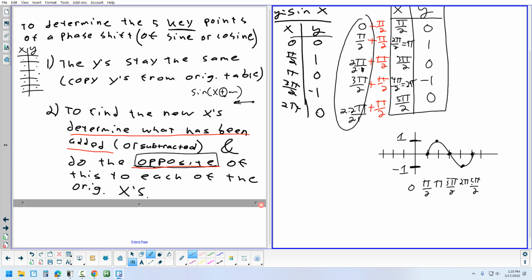That is the new graph. If we wanted to compare that to the original, it would have been here, here, there, there, and there. Okay, you do not have to draw the original. I'm just showing you how the new one compares to it. It has been shifted to the right.